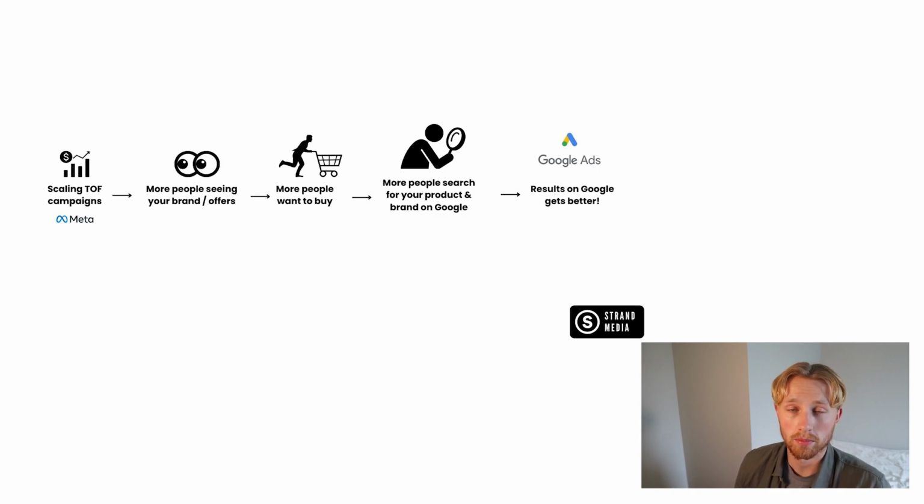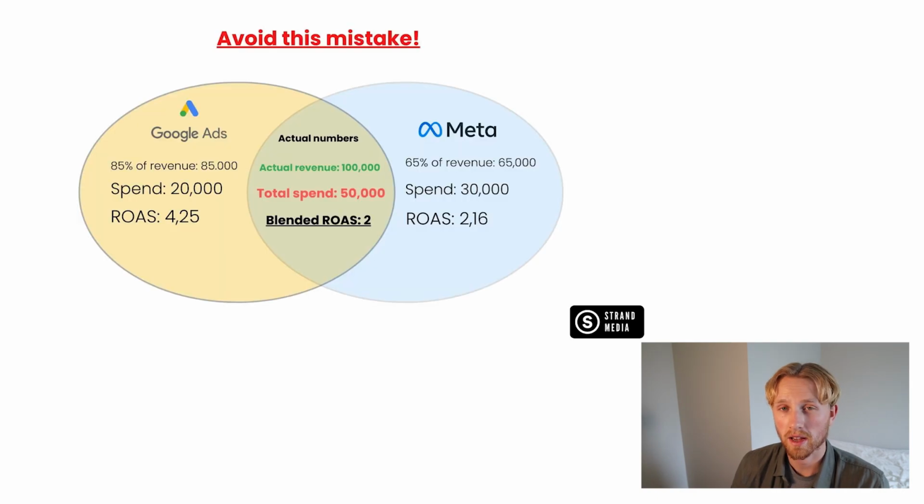Well, over time, more people are then obviously going to want to buy your product. So more people go into Google and start searching for your brand and your products. This is the scenario where you need to have a good setup on Google to capture that demand that you are creating with Facebook. And when you get to this stage, there's one big mistake that you have to look out for. So this actually happened with one of our clients because of some miscommunication.